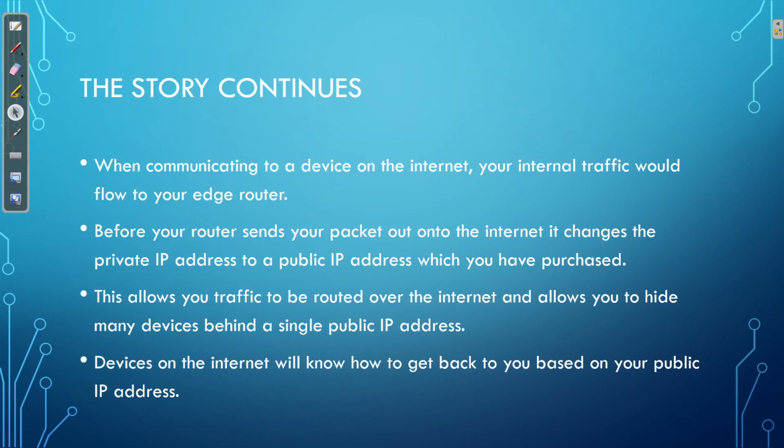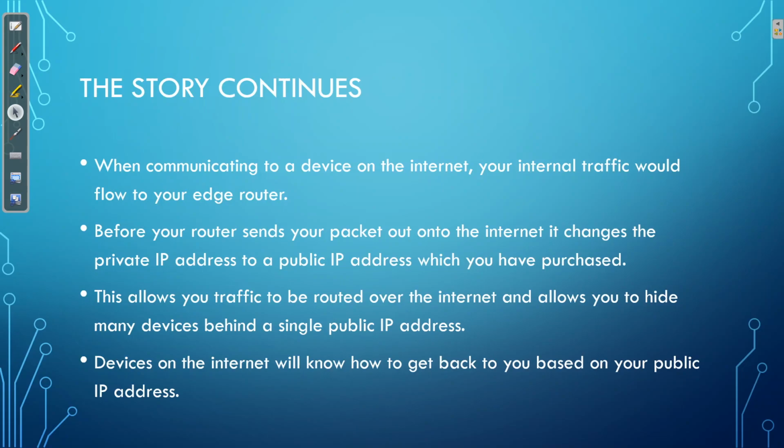So, when communicating to a device on the internet, your traffic would flow to your edge router. Your edge router is the router which sits on the edge of your network and connects you to the internet. Essentially this would connect to the ISP's router and would be the internet circuit. Now, before your router sends your packet out onto the internet, it can't send it as it is because it's got a private IP address and that's just going to be dropped. It actually changes the private IP address into one of the public IP addresses, or the single public IP address, that you have purchased.